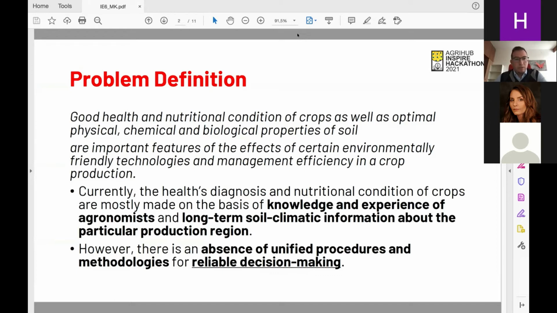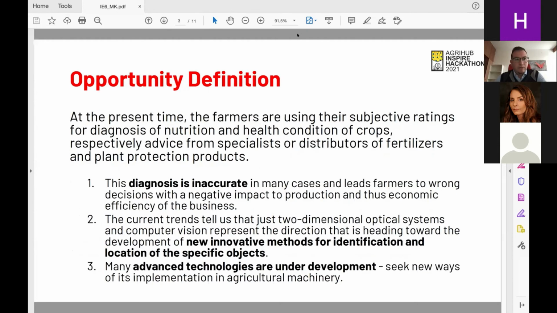The health diagnosis at the moment is via the knowledge of the agronomist, and the long-term soil and climatic information is not used. There is a clear absence of unified procedures and methodologies for reliable decision making. There is a great opportunity.